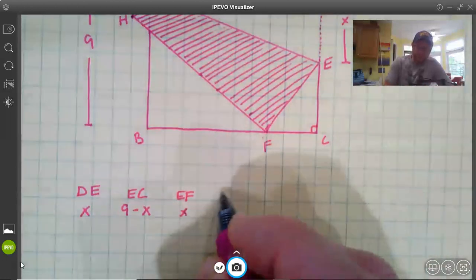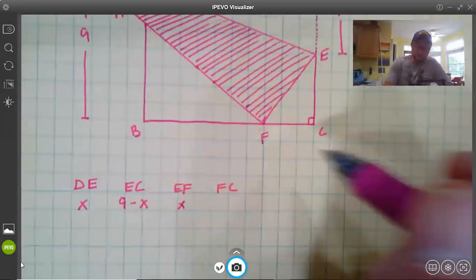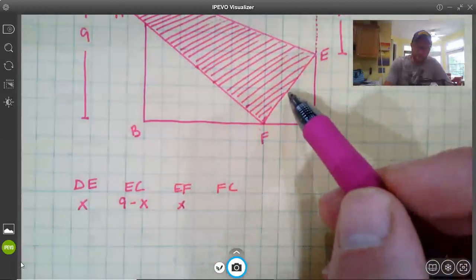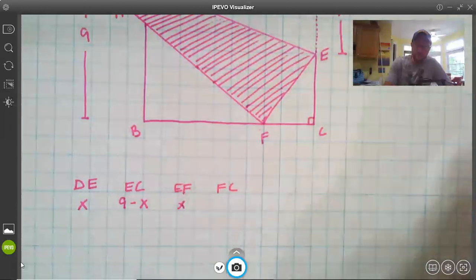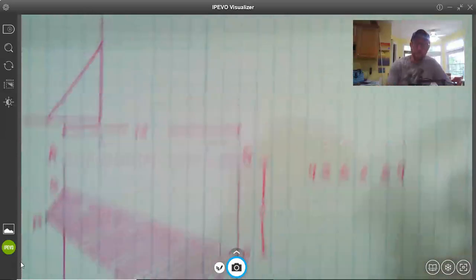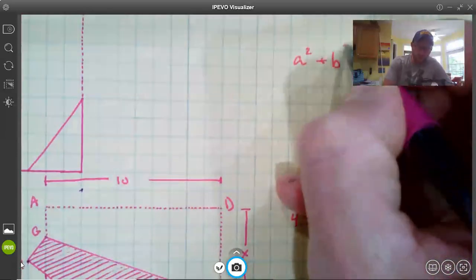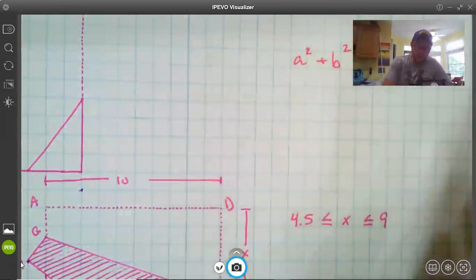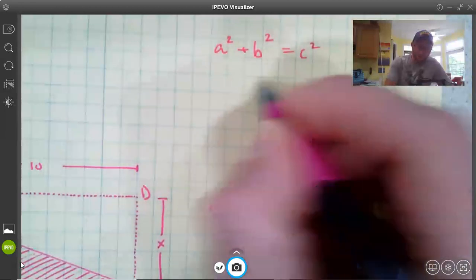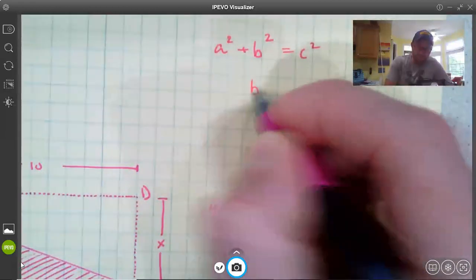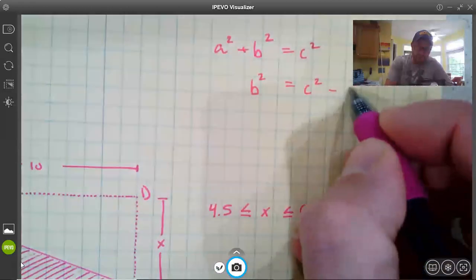And then FC, now that's where it gets a little bit complicated. It's c squared minus b squared equals a squared. Let's take a look at how I get that. We've got a squared plus b squared equals c squared. That's our Pythagorean theorem, but we already know c. So I'm going to choose one of these legs to be the bottom, and then we're just going to subtract from each side.